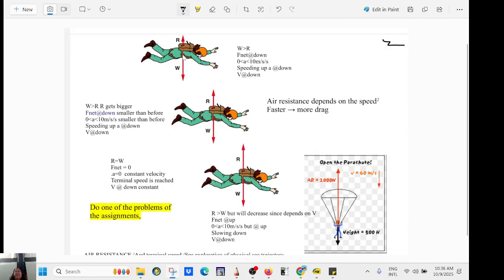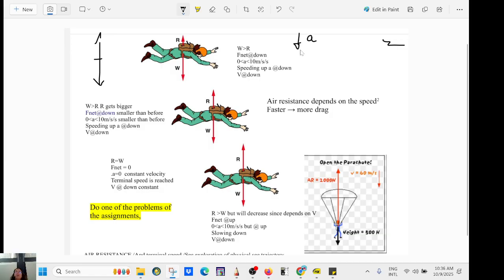Okay, so in that case, you see, it's a 1D problem. It's up or down. So here, the thing to understand is that the largest force is going to tell you which way the acceleration is. The acceleration will have the direction of the largest force. So in that case, the weight is larger than drag. So that means the acceleration will be down. Do you agree with that?